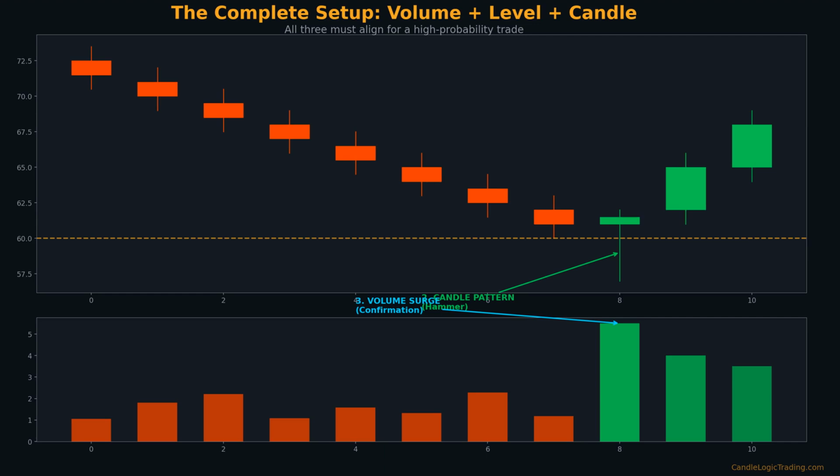Is the volume on that candle above the 20-day moving average? Is it 2 times average? 5 times? The higher the volume, the more significant the signal. Step 5. If all 3 align, level plus candle plus volume, take the trade with appropriate position sizing.